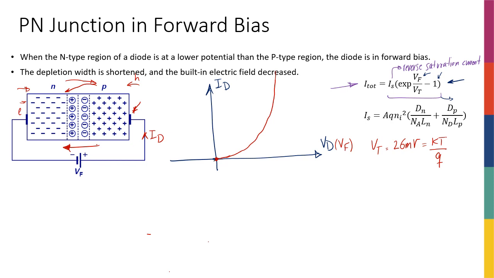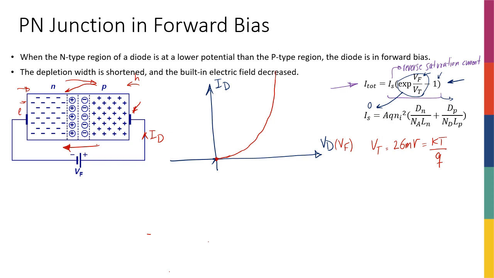So I'm going to have a little bit of a negative number, and then the more negative VF becomes, the closer this term becomes to 0, right? And it quickly gets to 0. Imagine that this VT is 26 millivolts. If I apply only negative 100 millivolts, I'm going to have e to the power of negative 100 over 26, which is around negative 4. E to the power of negative 4 is very close to 0. Even with negative 100 millivolts, I'm almost at 0, right? Imagine if I apply negative 1 volt or negative 2 volts.